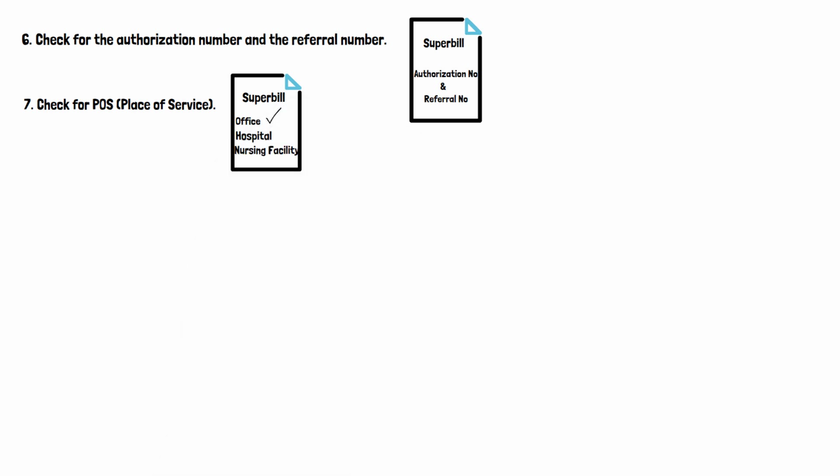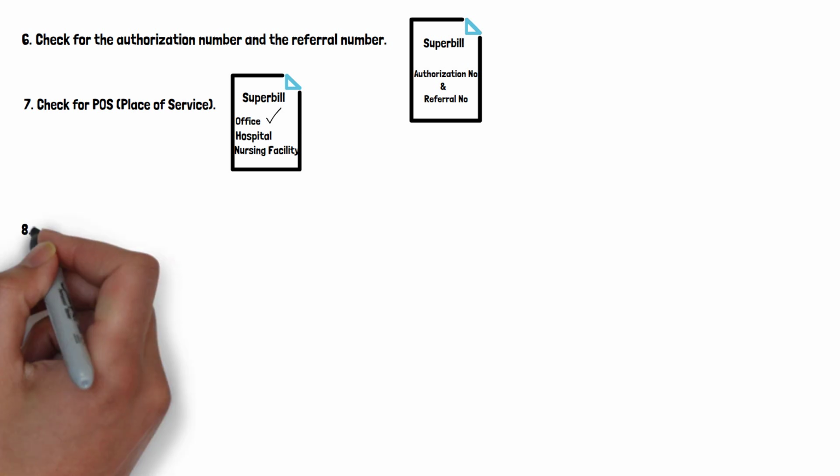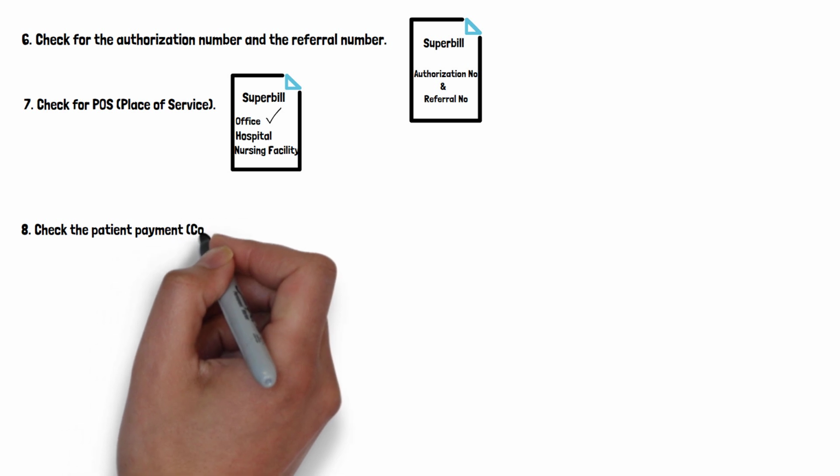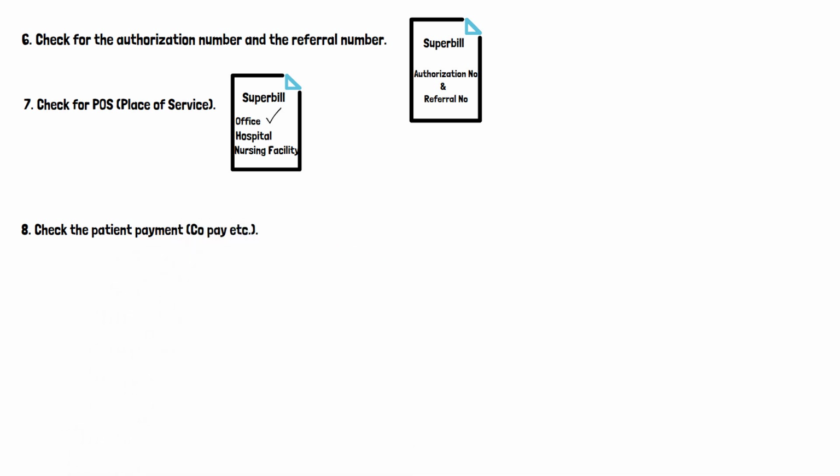Now the next step is to check for patient payment, which is the copay. The copay details will be clearly mentioned on the fee ticket at the bottom section, as you can see here.